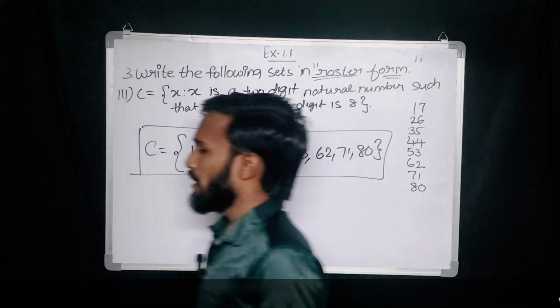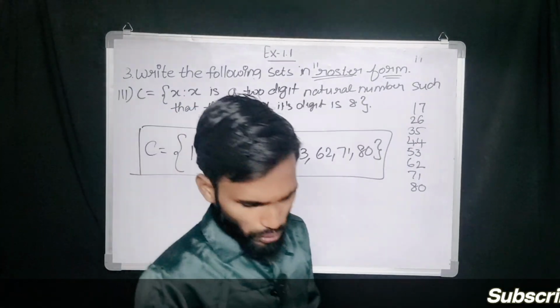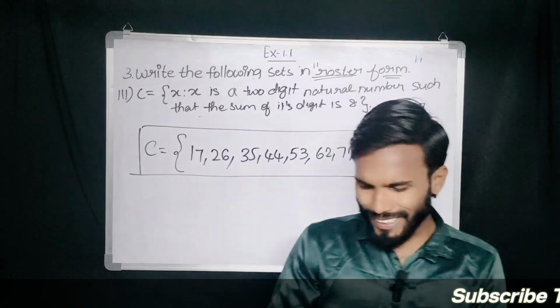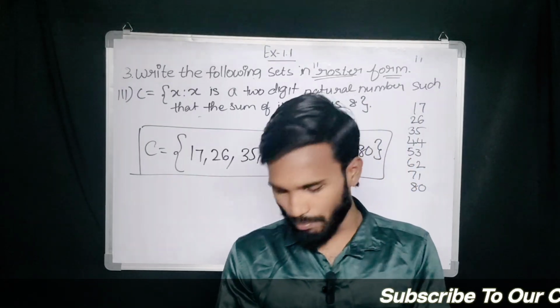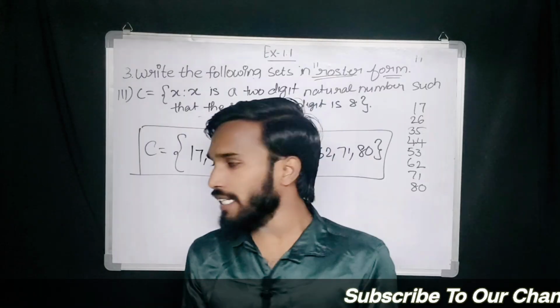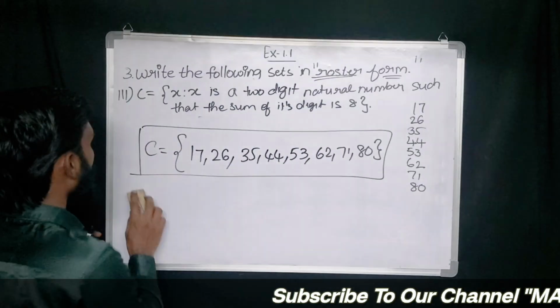Now next let us see the fourth question. What is the fourth question? The fourth question is: for all x such that x is a prime number which is a divisor of 60.